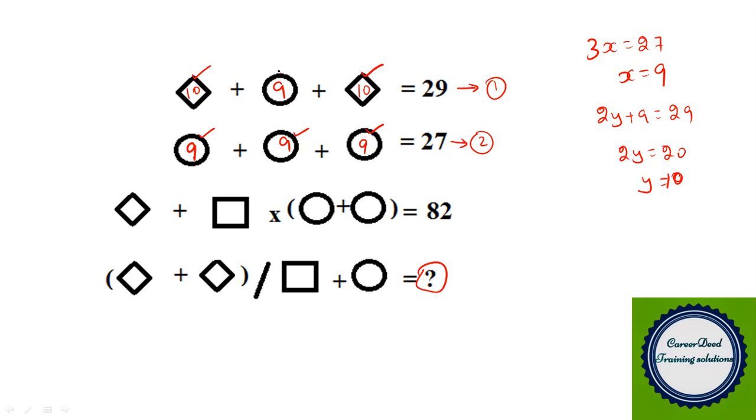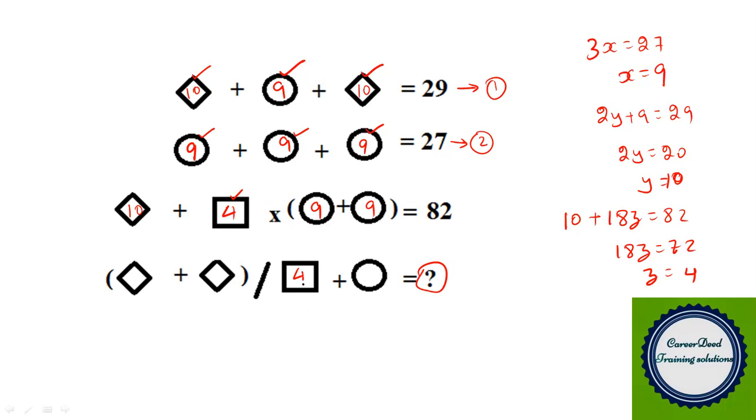Now we found the value of circle is 9 and the value of diamond is 10. Now we can substitute the value of circle here, 9 plus 9, and the value of diamond is 10. With this, you can find the value of square. Instead of square, you can take it as z. So it is 10 plus, according to BODMAS rule, we have to solve the braces first. So 9 plus 9, you get 18. So 18 into z, 18z equals 72. So the value of z will be 72 by 18, we get 4. Now you found the value of square is 4.